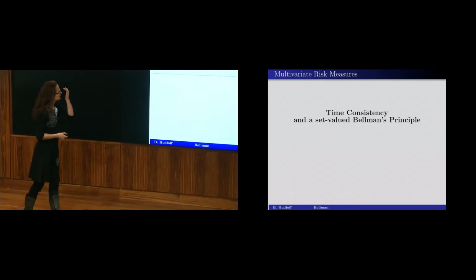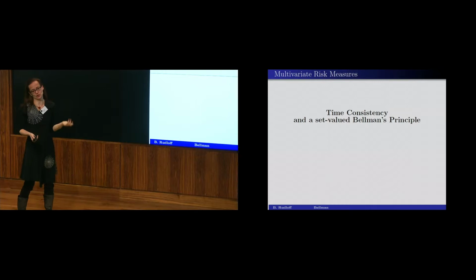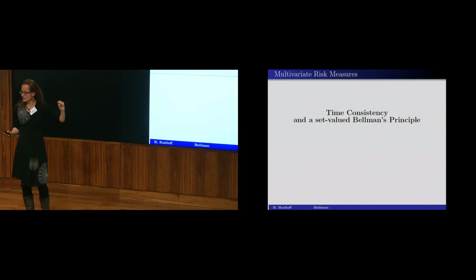And what we discovered, and this is why I wanted to talk about this time consistency issue, is that there is a set-valued Bellman principle behind it, which I haven't seen anywhere before. Bellman's principle is well known and used in a lot of different applications, but there is something in the multivariate case which seems to be in total analogy to the scalar Bellman principle. I think this is interesting, and I just want to give you a little bit of a feeling of what is going on there.